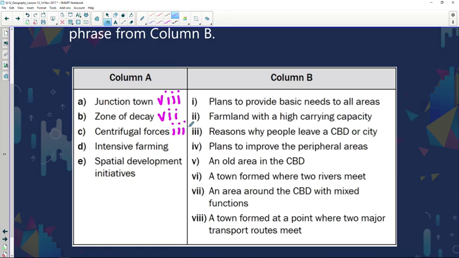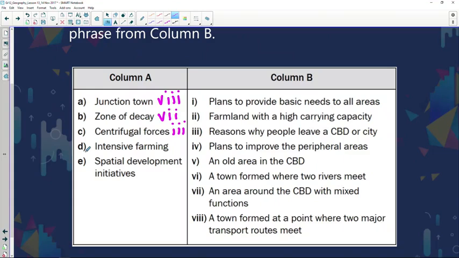Right opposite it, the reasons why people leave a CBD or city. Now, we've already established why many people leave the CBD or cities: because of decentralization, they move away because the land value of the properties is too expensive or it might be too congested for them. The intensive farming will be number 2. Farmland with a high carrying capacity, that for example is like poultry, chicken farms. E, the SDI, Spatial Development Initiative, will be number 4. Plans to improve the peripheral areas. How can we improve the areas? How can we make it more industrial with secondary activities to be more profitable?